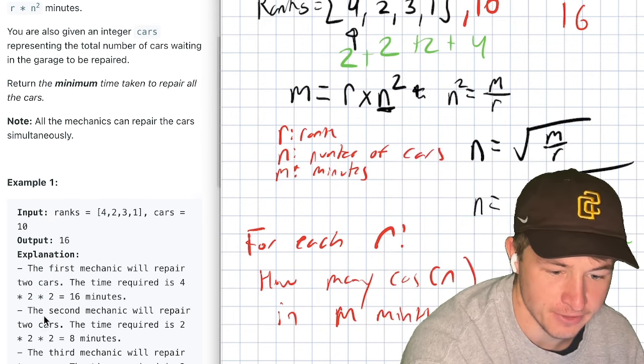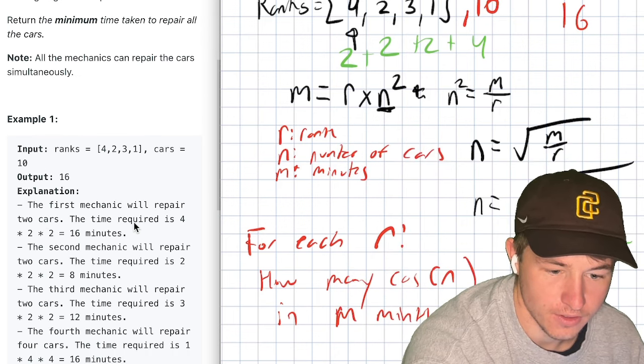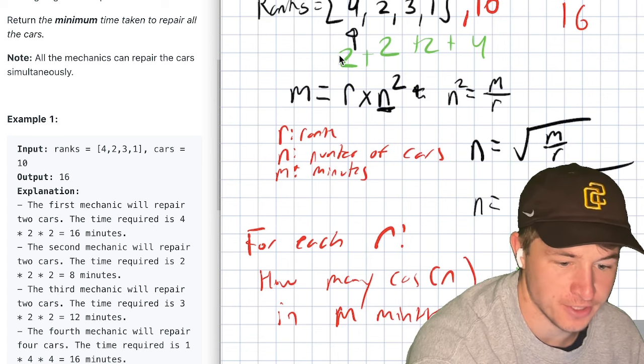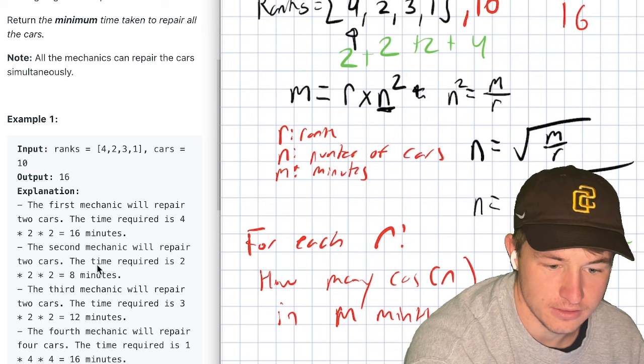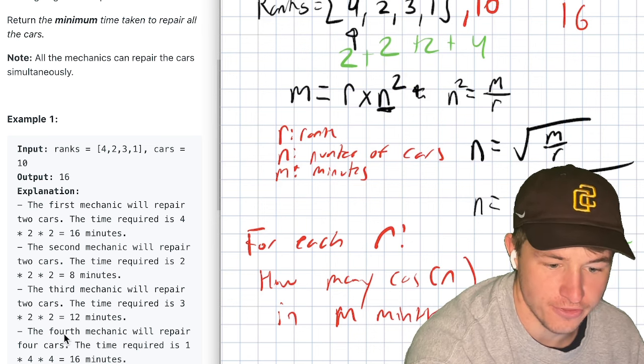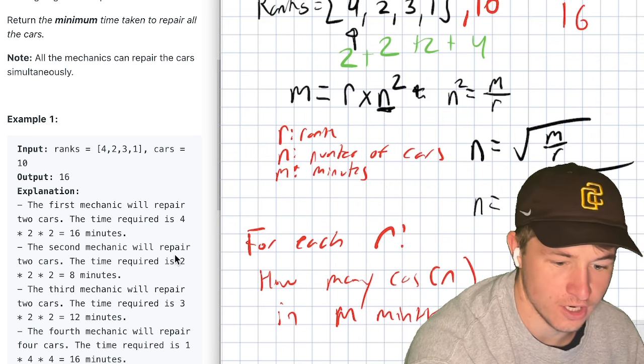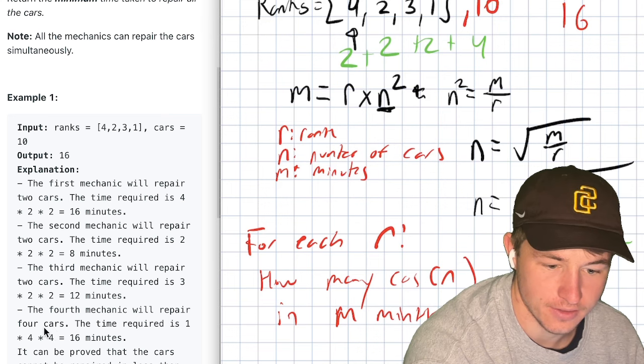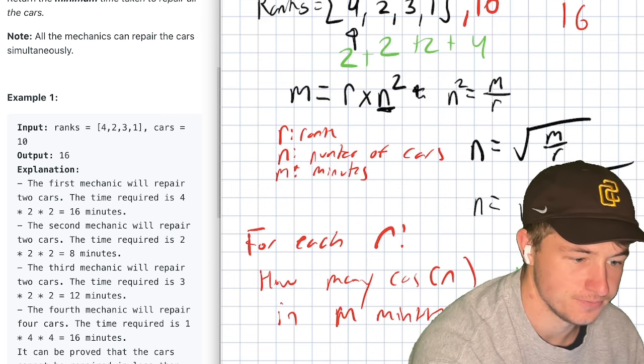And is that what it says here? The first mechanic will repair 2 cars. The second mechanic will repair 2 cars. The third mechanic will repair 2 cars. And the fourth mechanic will repair 4 cars.